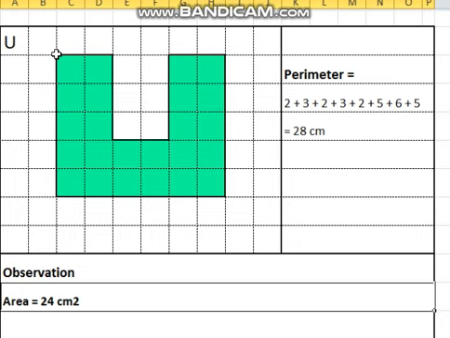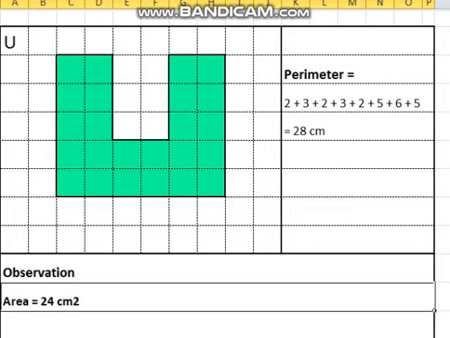Start from the upper left-hand side corner here. You have 2 plus 3 plus 2 plus 3 plus 2 plus 5 plus 6 here, and then plus another 5, come back to the original point, and then we stop. So the result is 28 centimeter. And then the area, when we do by observation, this one is 10, this one is 4, this one is another 10, becoming 24 square centimeter.